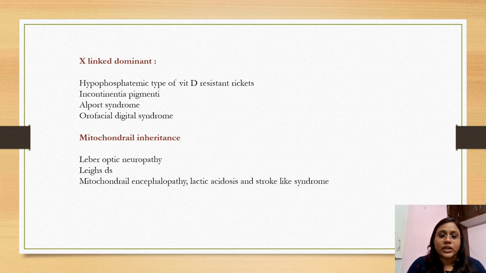Now for mitochondrial inheritance we have Leber's optic neuropathy, Leigh's disease and mitochondrial encephalopathy, lactic acidosis and stroke-like syndrome.